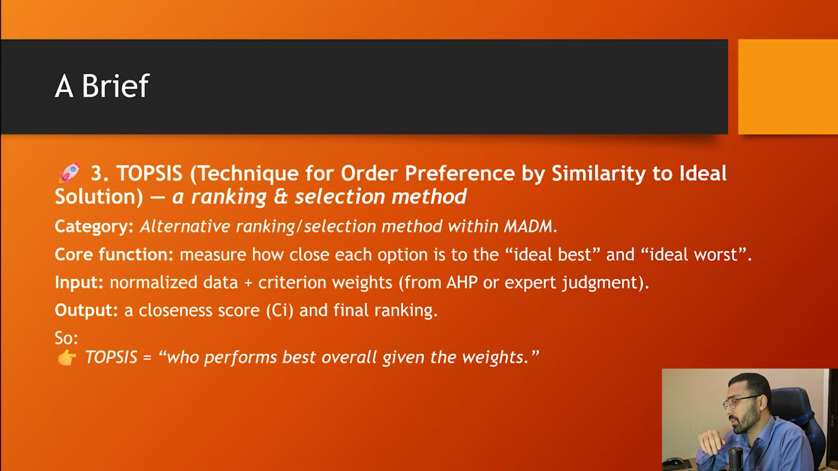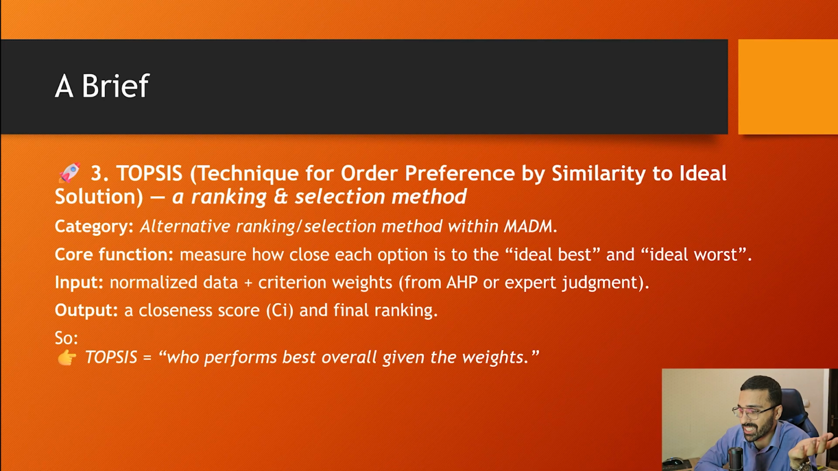The TOPSIS method, for the name, we have to use a truck in order to carry the name. The name is very big, and it is a ranking and selection method. The core function of TOPSIS is to measure how close each option is to the ideal best and the ideal worst. Literally, what we are going to do with TOPSIS is measure the distance from the ideal best and the ideal worst, and we're going to use the Euclidean distance formula. The output would be a closeness score, and that would be our final ranking for our suppliers.